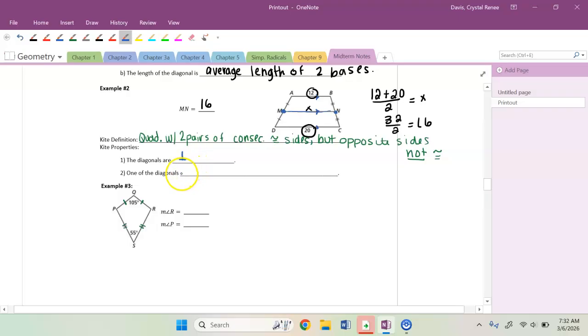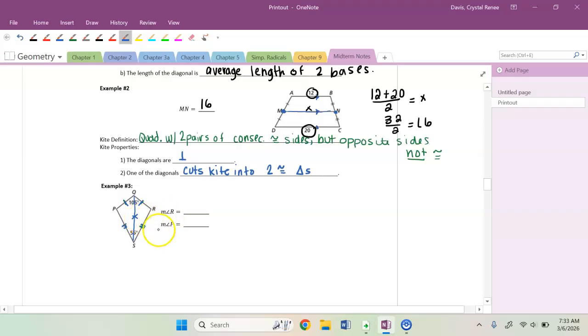Another thing about the kite is that one of the diagonals, when we draw it, cuts the kite into two congruent triangles. So if we look at this kite right here, if we were to draw this diagonal right here, and look at this as two congruent triangles, we know this side and this side are congruent. This side and this side are congruent. By the reflexive property, this side is congruent to itself. So the left triangle and the right triangle would be congruent by side, side, side. And that helps us dive into kites and get a lot of pieces of it.